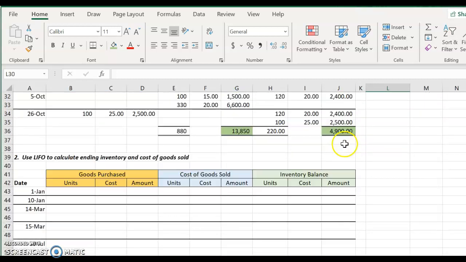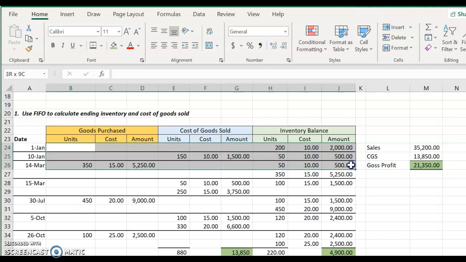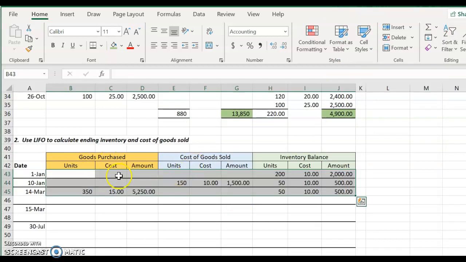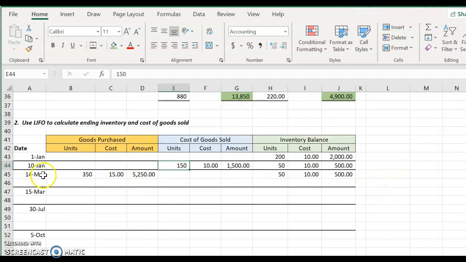So LIFO, we've got the same thing. We start on January 1. I'm just going to actually copy that down. We got 200. These three things will be the same because the first sale only has the beginning inventory. So that's the same under all the methods. Now when we get to the 14th of March, we've got 50 remaining at 10, and we'll have the 350 at 15.